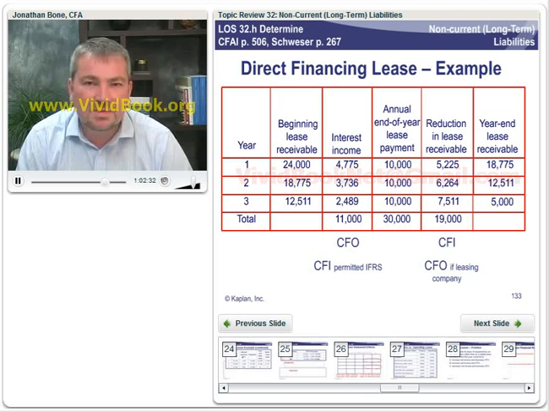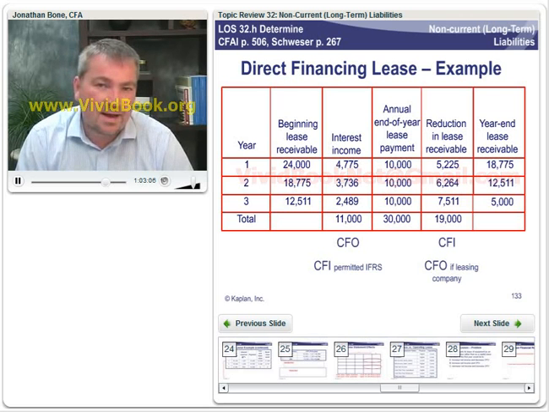Year 2 comes around. Opening asset value, 18,775. The interest income, again, 18,775 times the rate implicit in the lease, 19.897%, gives us 3,736. We receive 10,000, 3,736 is interest, the remainder is paying off the asset, so 6,264. So our asset value falls by 6,264 to 12,511.